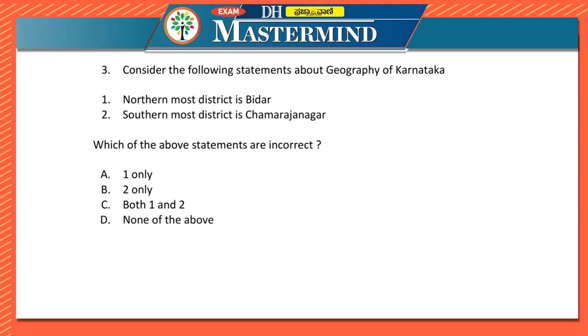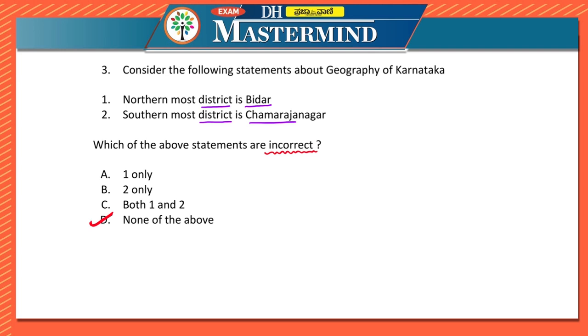Consider the following statements about the geography of Karnataka. The northernmost district of Karnataka is Bidar. The southernmost district of Karnataka is Chamarajanagar. Which of the above statements are incorrect? Here the answer is D, none of the above, because you have to concentrate. They are asking which statements are incorrect. Both the statements are correct. The northernmost district is Bidar, and the southernmost district is Chamarajanagar.